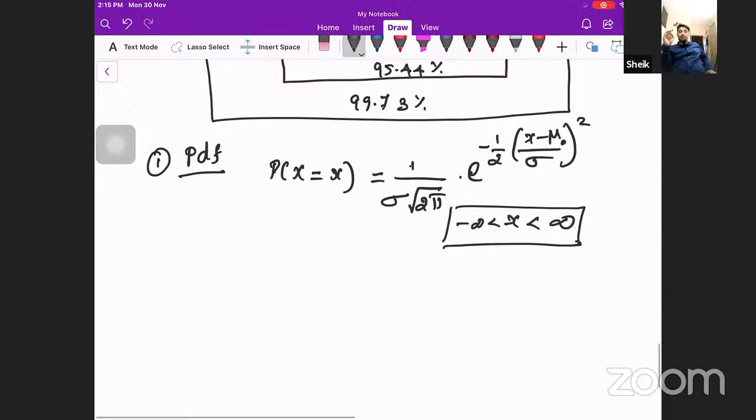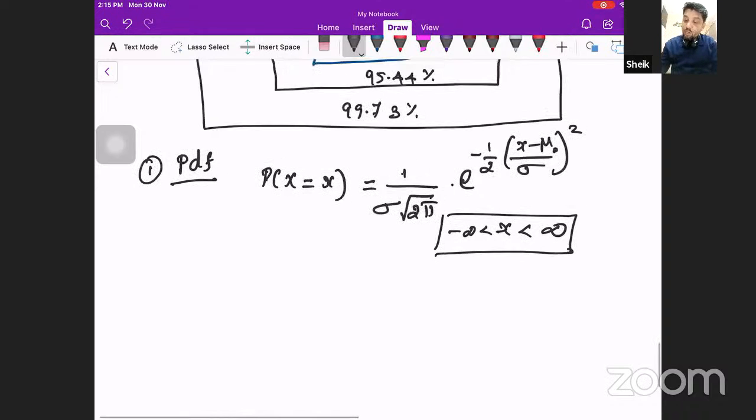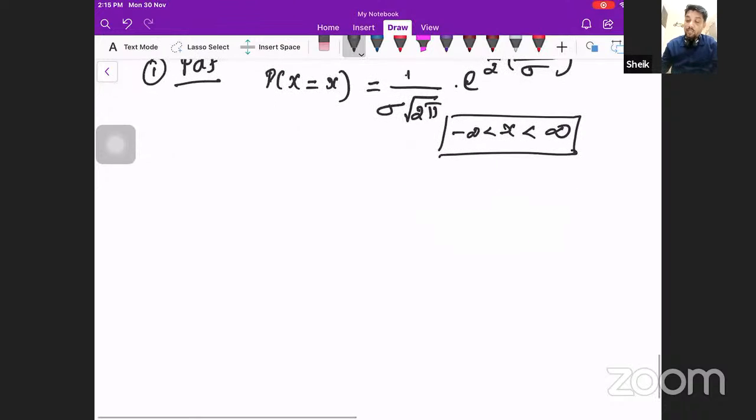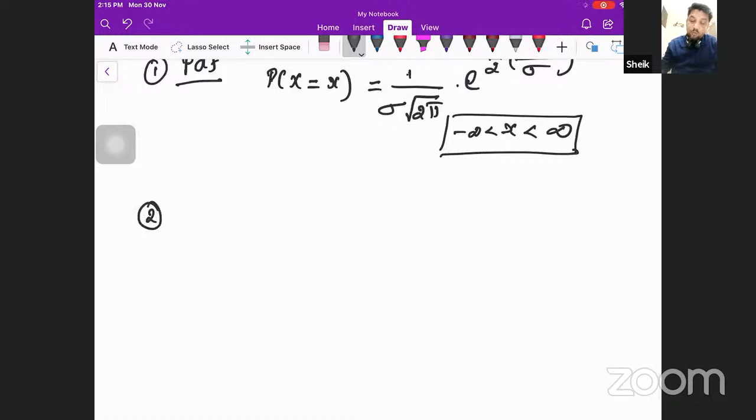Once again, please remember, my dear, this is our probability density function: 1 by sigma root 2 pi e power minus half into x minus mu by sigma the whole square, where x is between minus infinity to plus infinity. Please remember this, my dear. Second point, what to remember, I'll tell you.